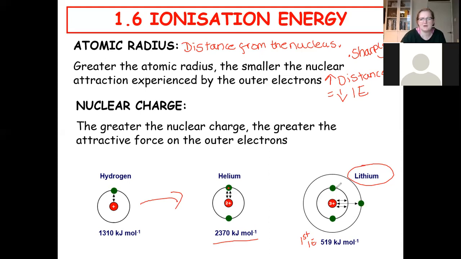So here, whilst we have this 3+, a greater nuclear charge, it is forming a greater attractive force on our outer electrons, but we have this greater distance. So we're further away from the nucleus. Therefore, the nuclear attraction is smaller on the outer electrons than on these 2 inner ones. Okay, so because we've got a greater distance, our ionization energy is lower.